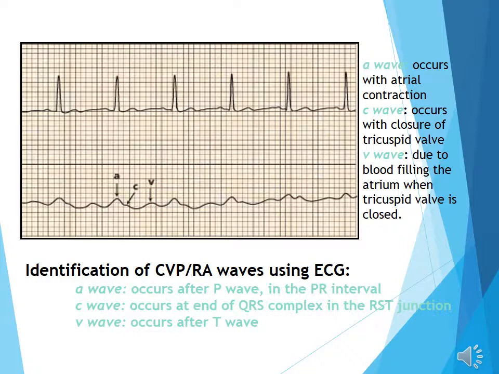The C wave, if you can see it, you cannot always see it on the actual patient, occurs at the end of the QRS within the RT junction, and the V wave occurs after the T wave.